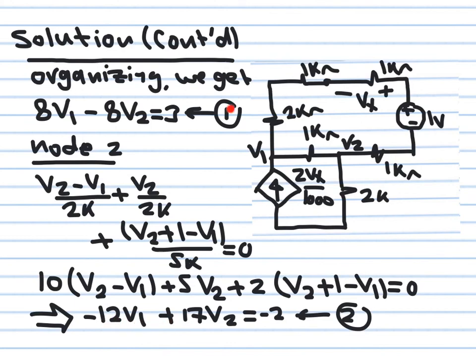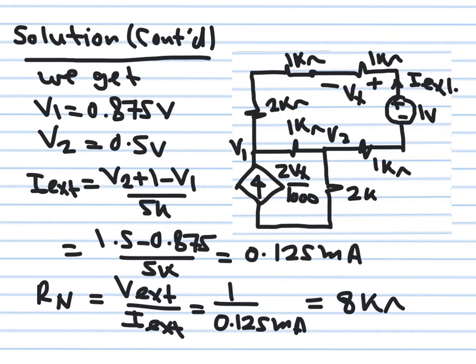So you have a first equation in terms of V1 and V2, and a second equation in terms of V1 and V2. You solve them for V1 and V2. I did that and got V1 equal to 0.875 and V2 equal to 0.5. Remember, my target is to find the external current, the current drawn from this external source, because the ratio between the external voltage, which is 1 volt, and the external current gives me the Norton resistance.